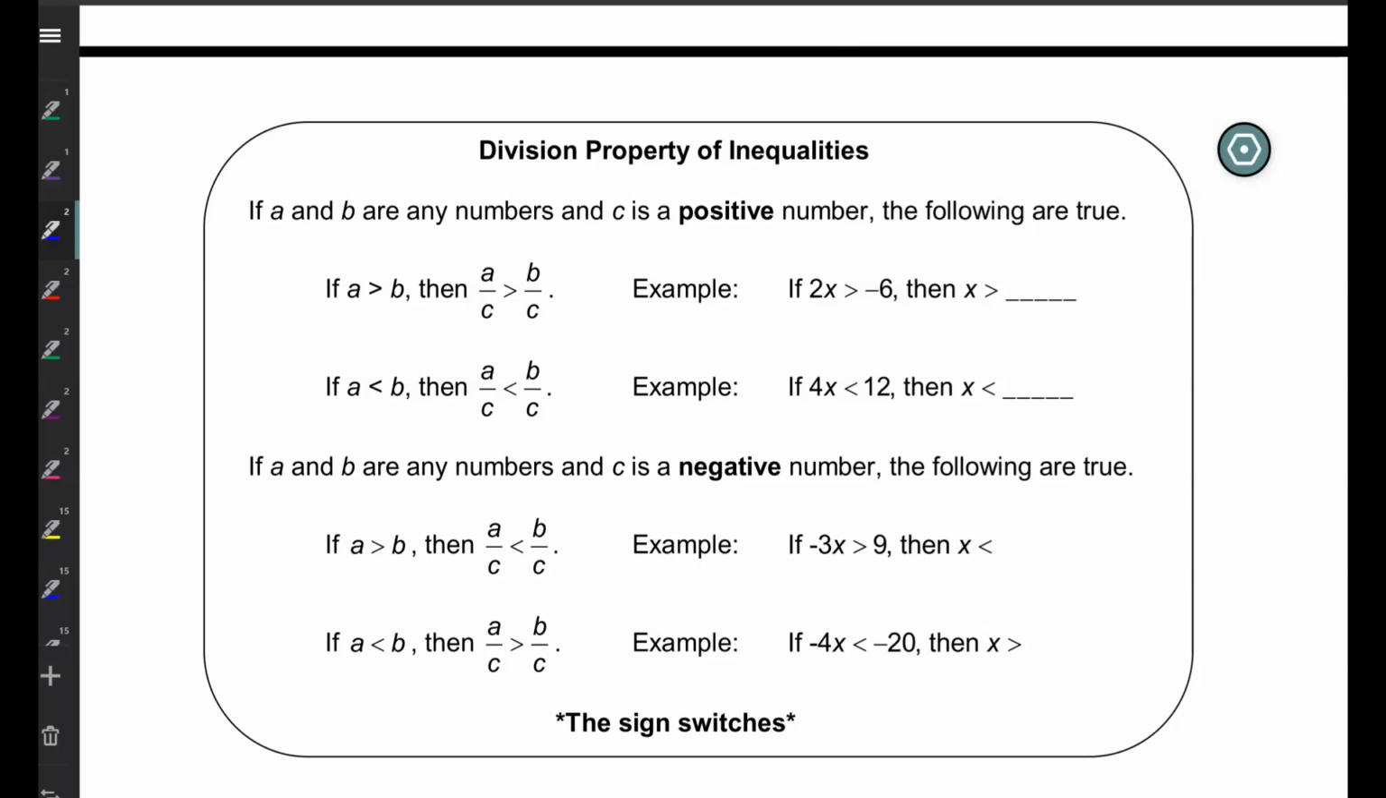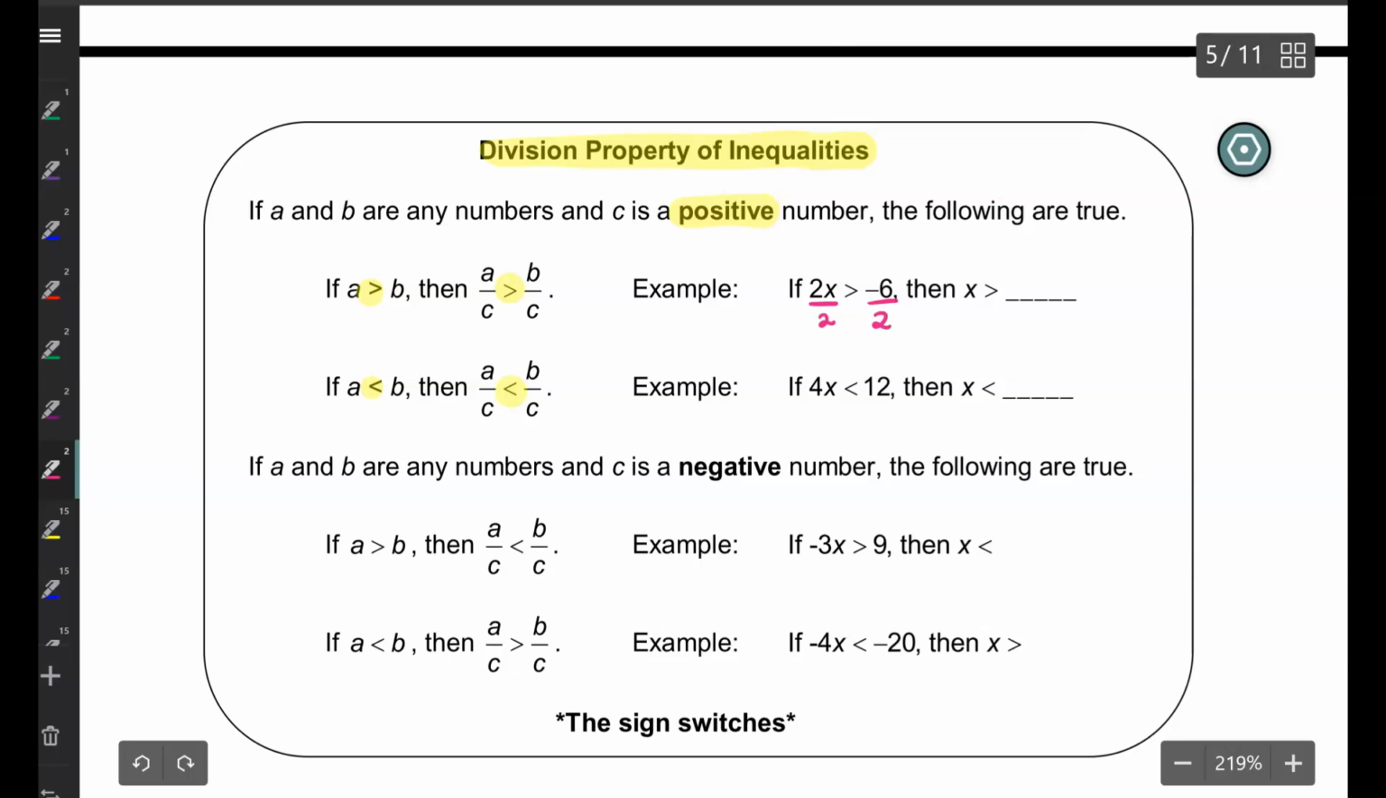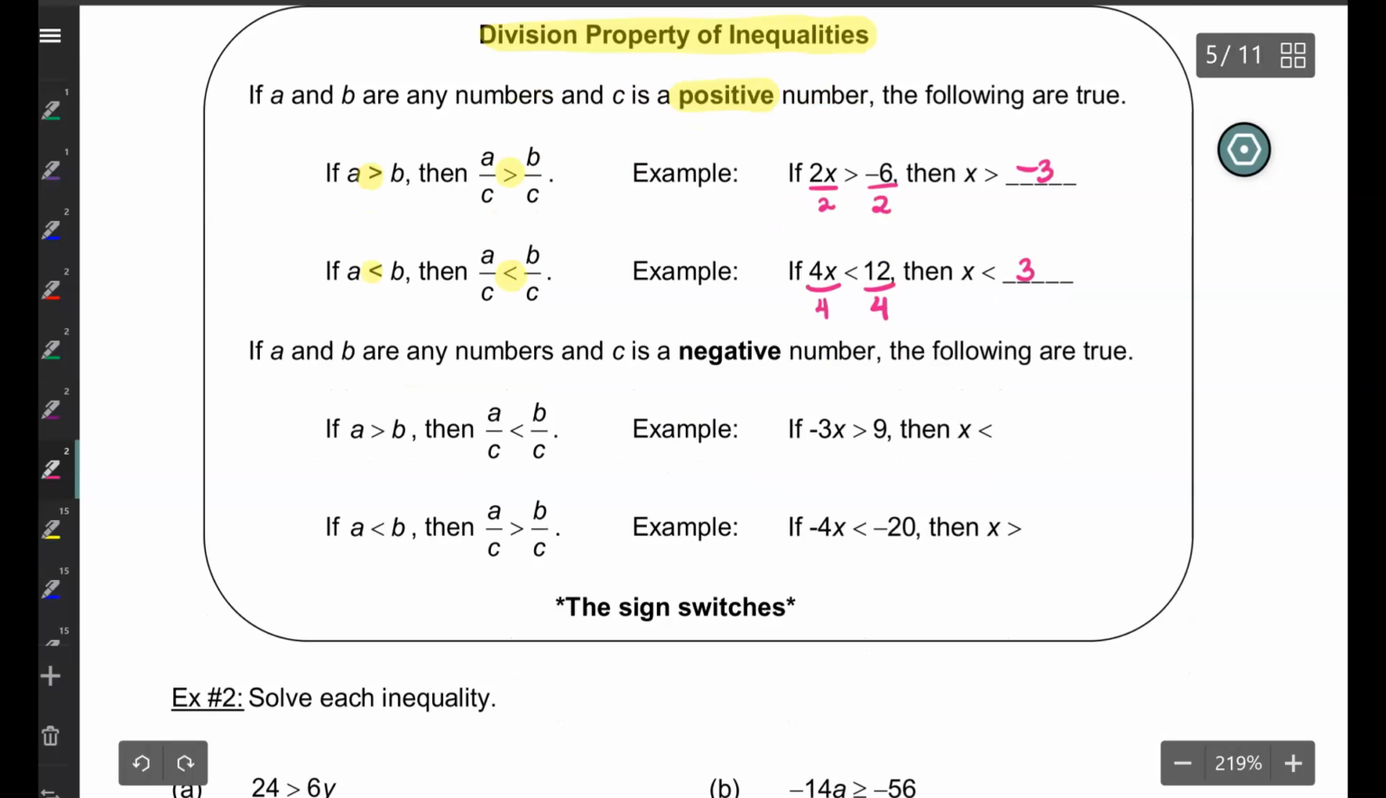The opposite is division. Okay, so this is when we divide the same thing on both sides. Similar rules apply. If you have a positive number, basically if it's greater than, it stays greater than. If it's less than, it stays less than. So here, if 2x is greater than -6, then x would be greater than -3. In the next example below, if 4x is less than 12, we would divide both sides by 4. So that would be x is less than 3.